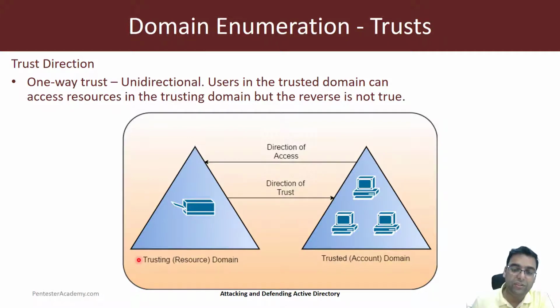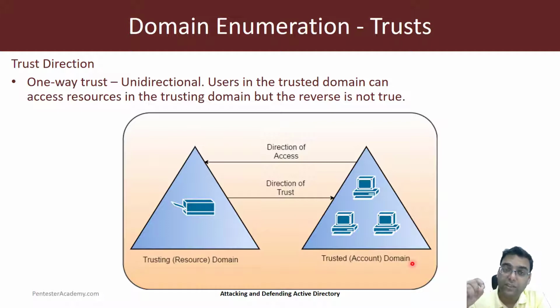The domain which trusts users coming from the other domain for its resources is called the trusting domain, and the domain which is trusted by the trusting domain to allow access to its resources is called the trusted domain. So in a one-way trust, resources are in the trusting domain and users are in the trusted domain.